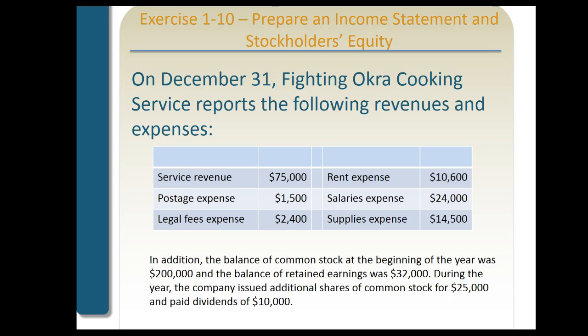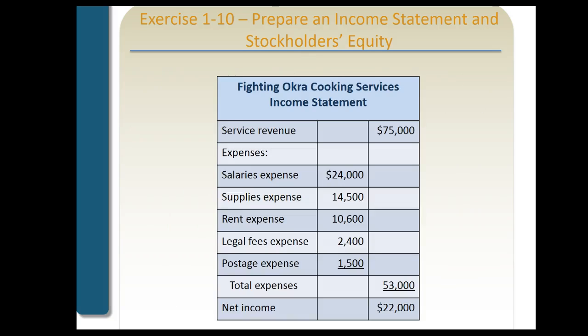Then they have a postage expense of $1,500, legal fees expense of $2,400, rent expense of $10,600, salaries expense of $24,000, and supplies expense of $14,500. Now it's giving us some other information, but initially, to prepare an income statement, let's just look at those 6 accounts in the middle of the screen here. We're going to create an income statement here.